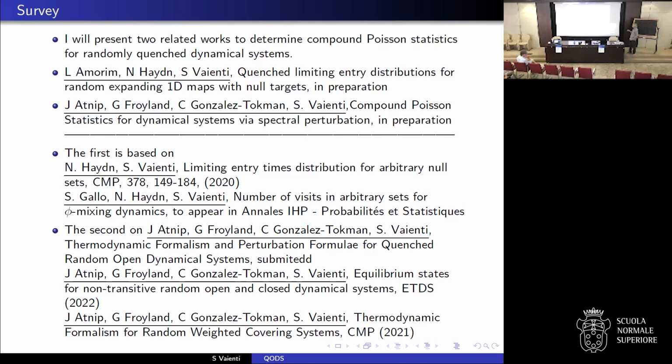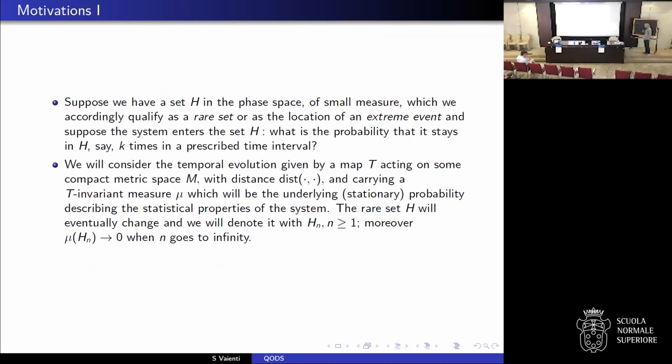So these are the contributions I'm going to present today. The motivation is very simple. The problem is very simple. It's a very basic problem in recurrence theory. You have some set in the phase space. This slide is just to introduce the problem in the deterministic situation. You have a set H in the phase space, of small measure. This measure will go to 0 at the end. This is also called a rare set, or an extreme event. And we have some states or some trajectory which enter this small set.